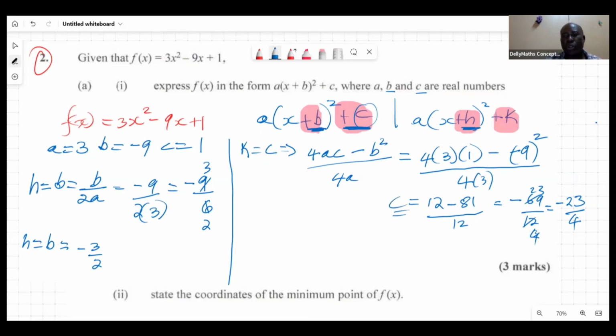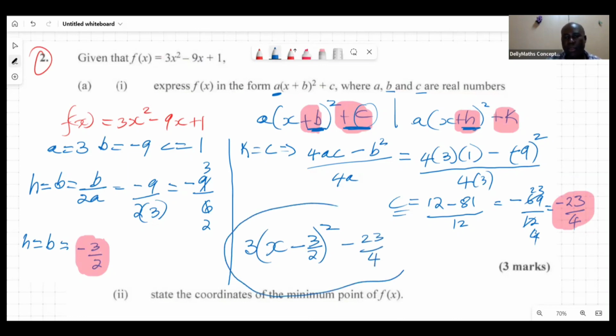So what we're going to do now that we have this value here and this one is simply just to put it in the form that they requested. A is going to be on the outside. So 3, open bracket, x, then we put the -3 over 2, square this. At the back, you'll have -23 over 4. And this is the form that they had requested.